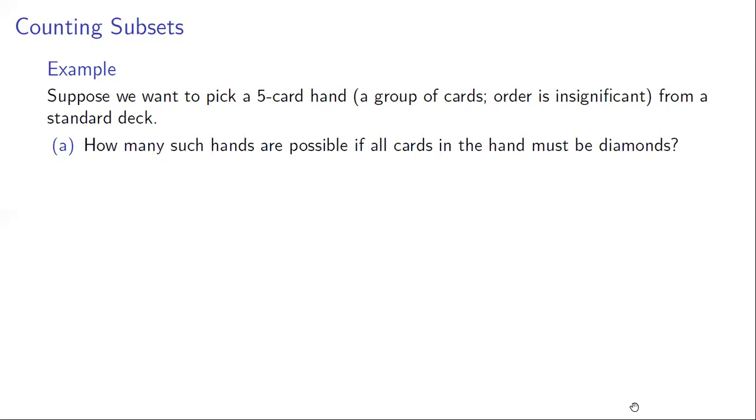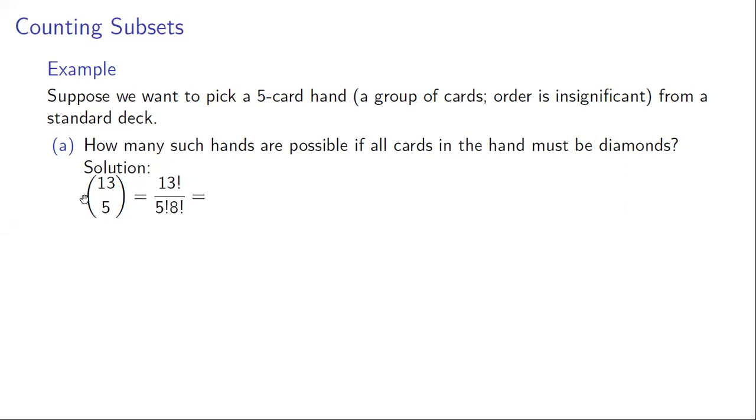There are 13 diamonds in the deck, and we want to choose 5 of them, and the order doesn't matter. So we use n choose k. We use this formula when order doesn't matter, because this formula is used for subsets. Subsets are sets, order doesn't matter, as opposed to permutations where order matters. So here we're talking about groups of cards, hands of cards. The order of those cards doesn't matter. So I just want to take five cards out of 13.